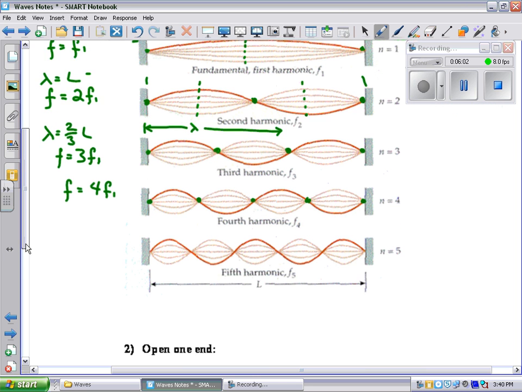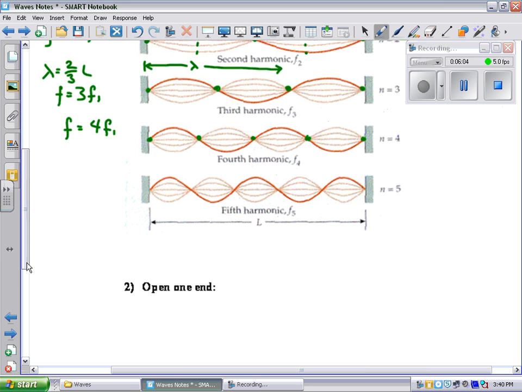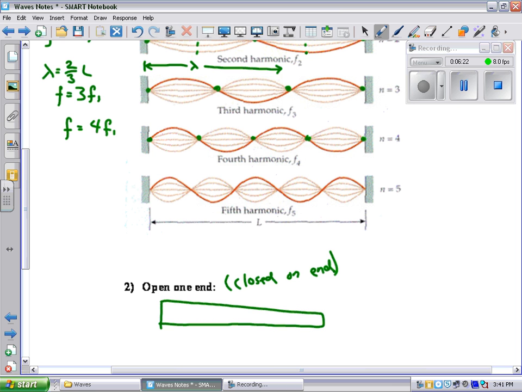Now, we can be open one end, and that would mean that we're closed on the other end. So sometimes I'll call this closed one end. Now remember, we said closed means that it can't move. So I'm going to draw this. I'm going to make a little box here. Okay, and at one end it's closed. That means that there's going to be a node at that end that can't move.